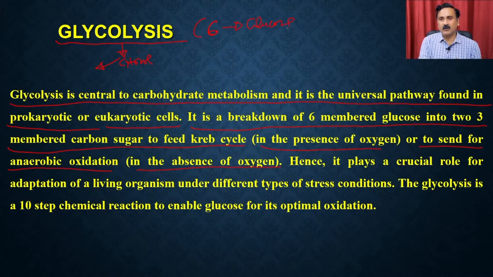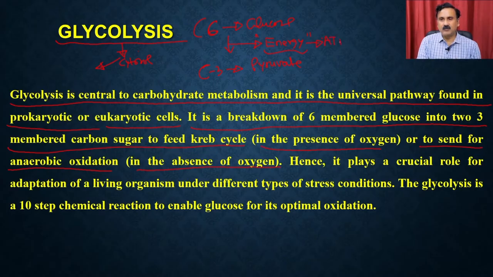And it is actually going to convert that into the three-membered carbon sugar such as pyruvate. It is going to have different types of reactions through which it does this kind of breakdown, and under these conditions it is going to utilize the energy that is stored in the glucose into the form of ATP or NADH.